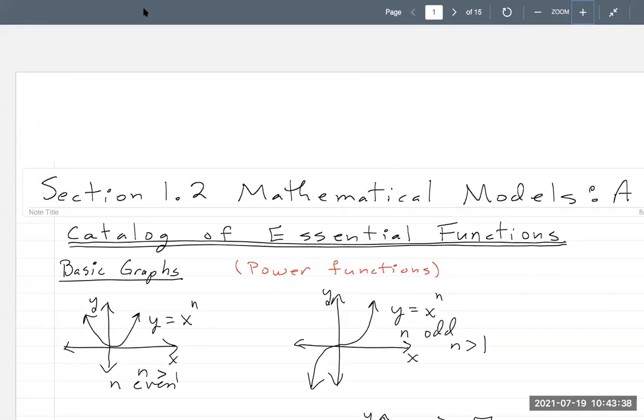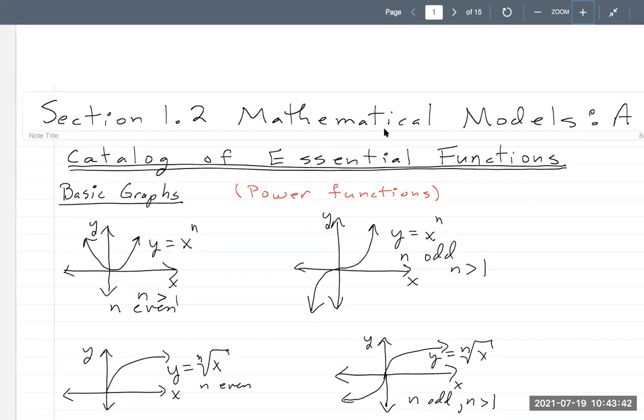Okay, section 1.2, mathematical models, a catalog of essential functions. So there are some basic graphs that you should remember from pre-calculus. You should know how to graph.